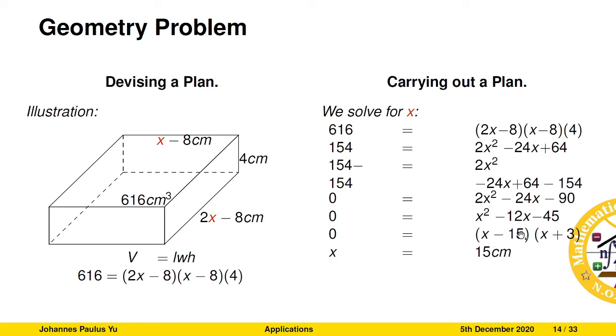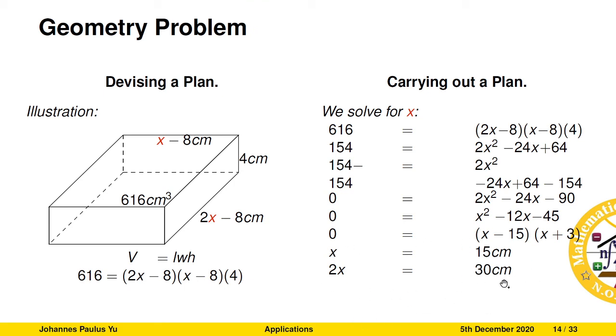Because 15 minus 15 becomes 0. For this one, to become 0, the answer is negative 3. Okay? But I will not be using negative 3 centimeter. Because in reality, there is no negative 3 centimeter dimension. It is always positive 3. So we will disregard the negative value. So the first value or the width is 15 centimeters. And the length is 2x, which is equals, doubling it, 30 centimeters. So these are the dimensions of the original box.